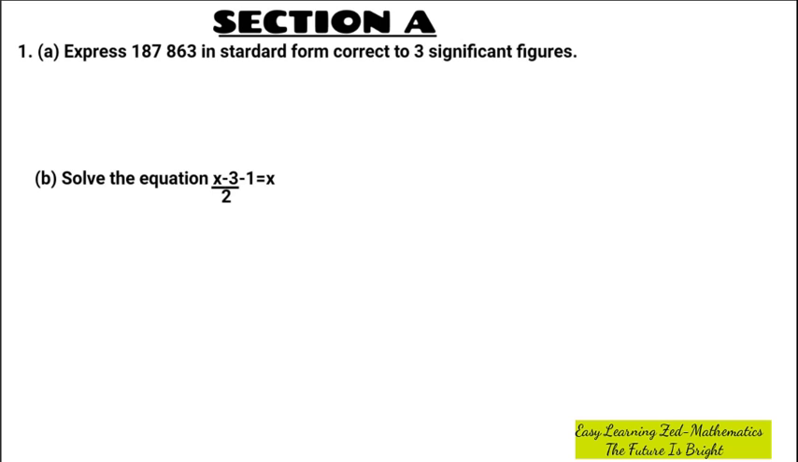Okay, so when you look at this number, I'm going to write it down here. 187,863. If we have to remain with 3 significant numbers, that means we're going to remain with these numbers I've underlined in red, 187. These will be the 3 significant figures in this number that will remain. So that means we need to get rid of 863. For us to do that, we need to round off this number to 3 significant figures.